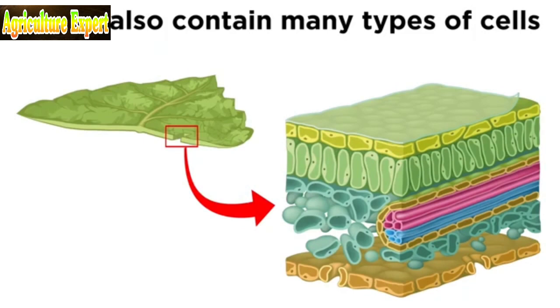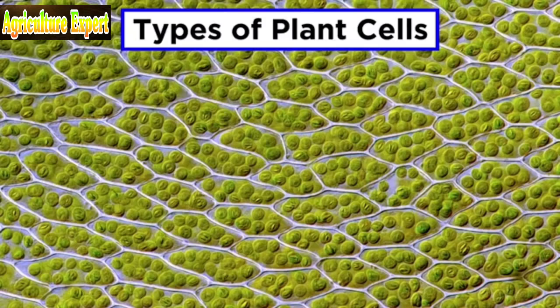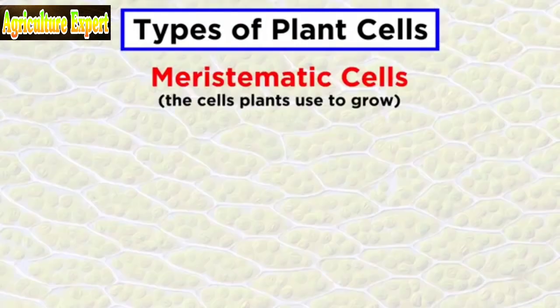The roots, trunk, branches, and leaves are all made out of cells, but those cells look very different under a microscope, and they have very different jobs, just like our own nerve cells look very different from muscle cells, which look very different from skin cells, and so forth. Let's name the different types of plant cells and describe them now. First, there are the cells that plants use to grow.